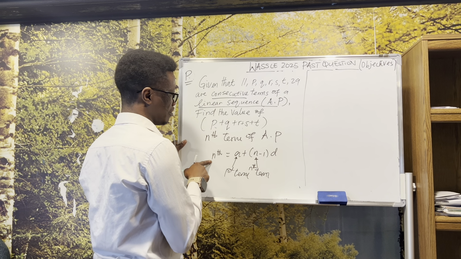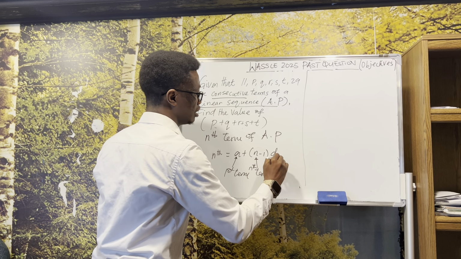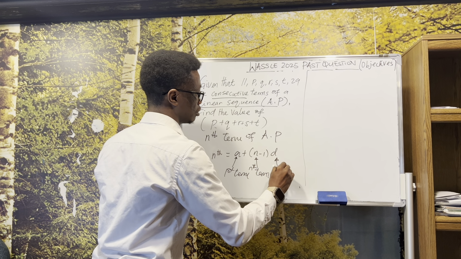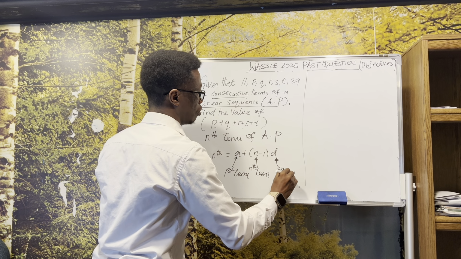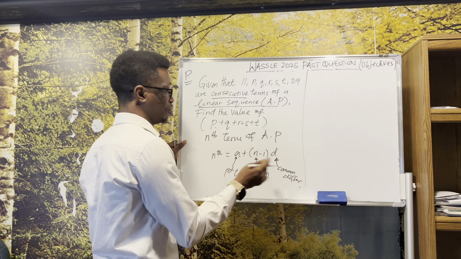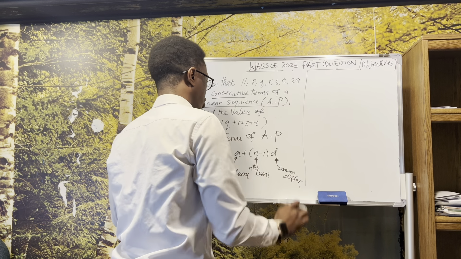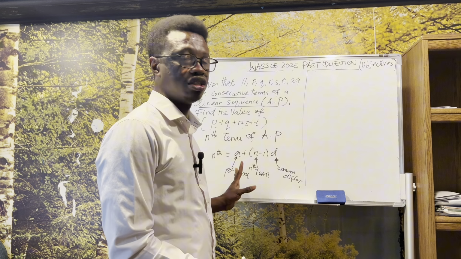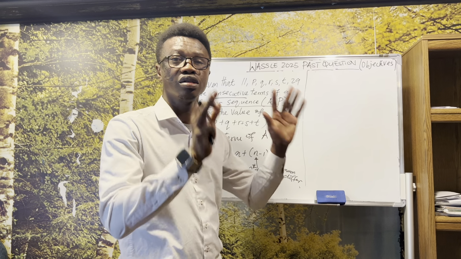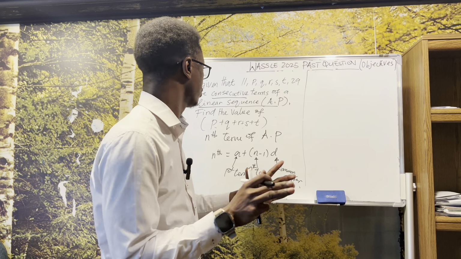So if you have 5 here, that means n is going to be 5, and d is the common difference between the terms. If you have term a and term b, you subtract them, and that gives you the common difference. Once we know this, the question becomes so easy for us to solve. Let's look at it now.